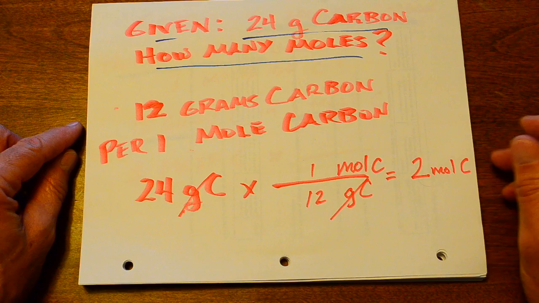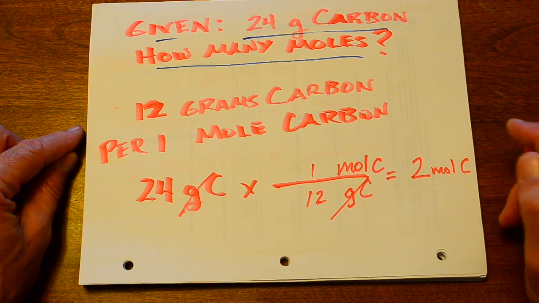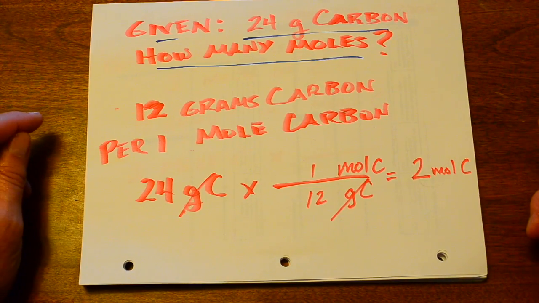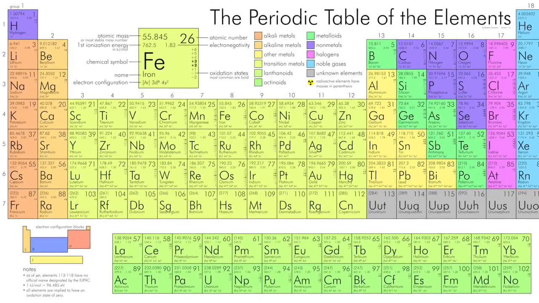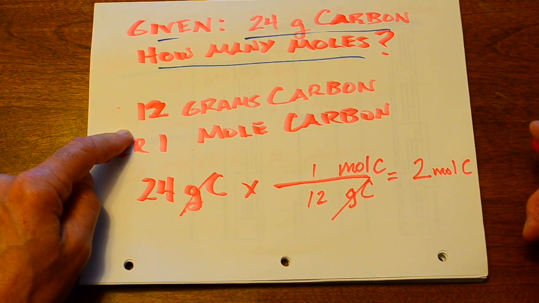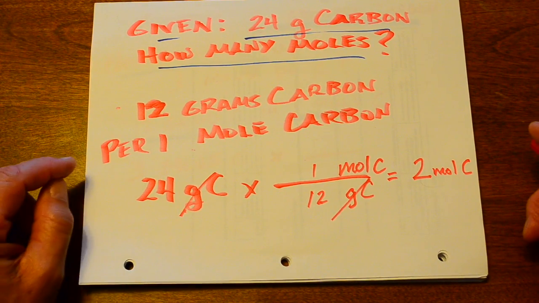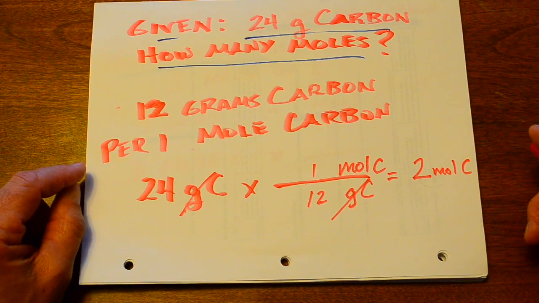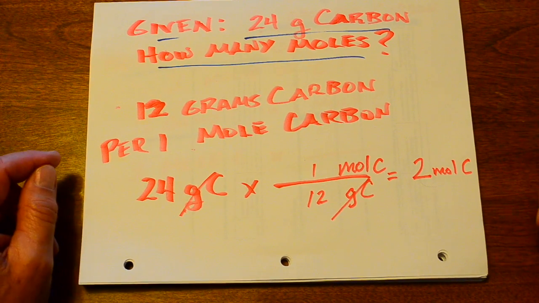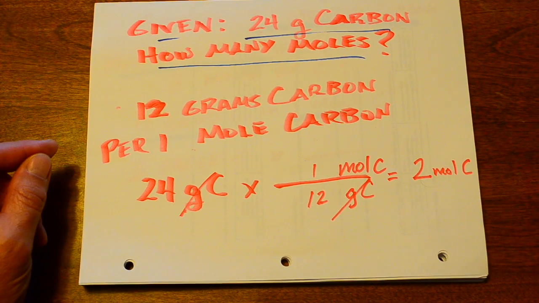So here's our problem. Given 24 grams of carbon, how many moles do we have? So starting with the periodic table, we know that 12 grams of carbon is equal to 1 mole of carbon, because 12 grams is the molar mass of carbon.